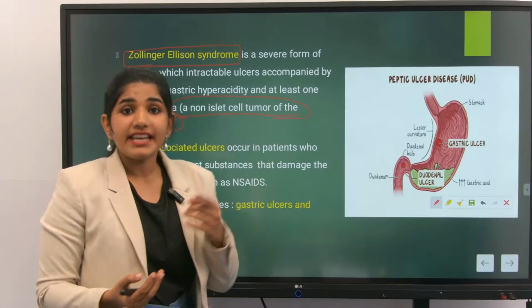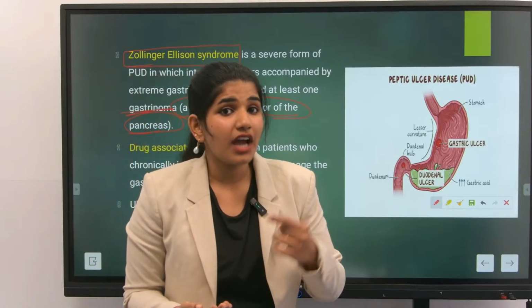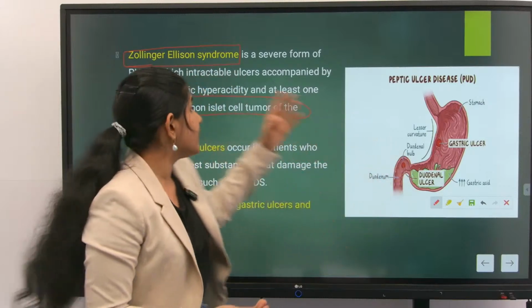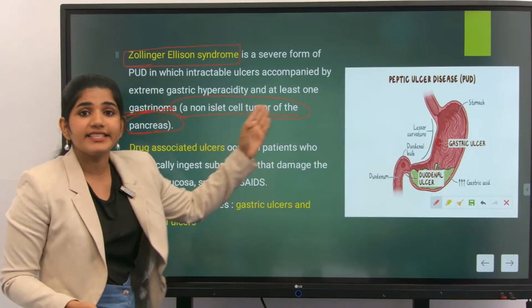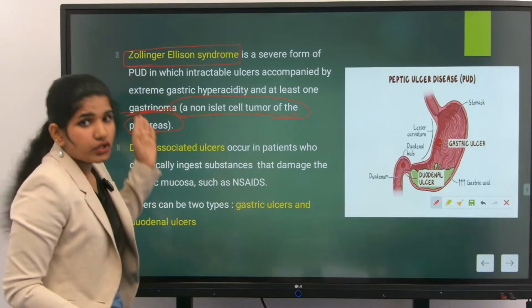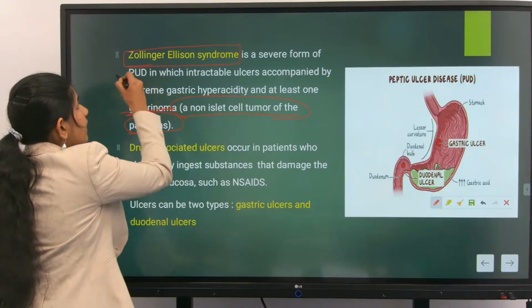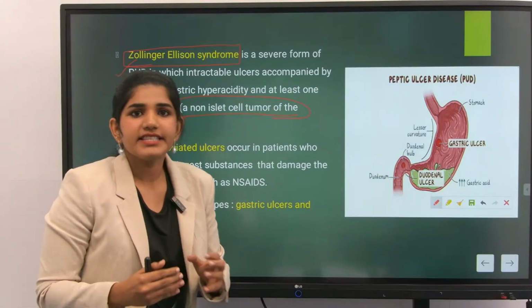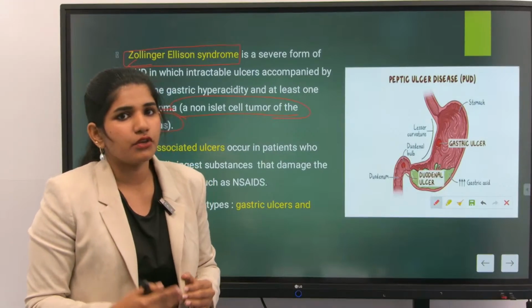So there is an extreme hypersecretion of hydrochloric acid, accompanied by a non-islet cell tumor of the pancreas, known as gastrinoma. That is Zollinger-Ellison syndrome. It is a very serious complication, a hypersecretion of hydrochloric acid.